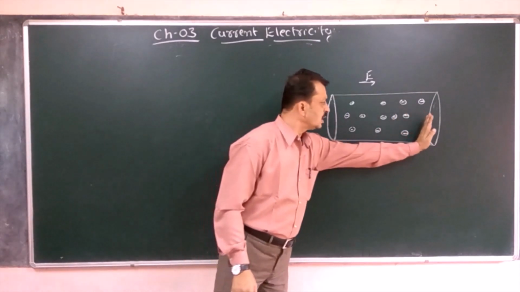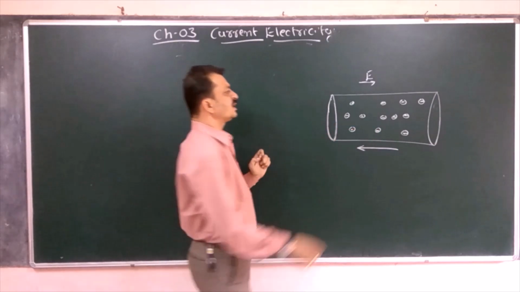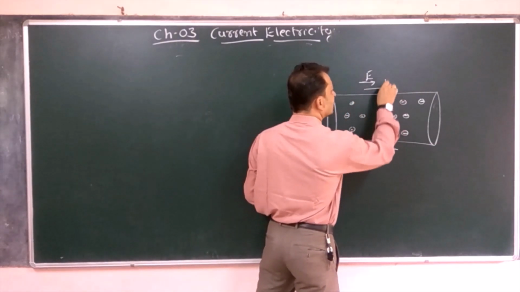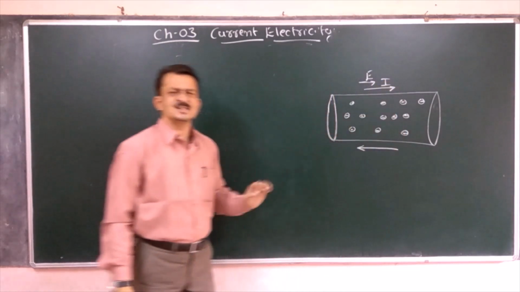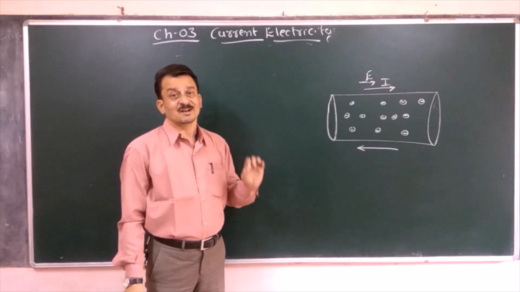So if electrons are moving from right to left, then the direction of conventional current is from left to right. It is always opposite to the direction of flow of electrons.